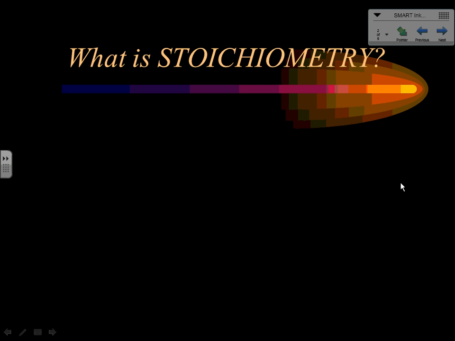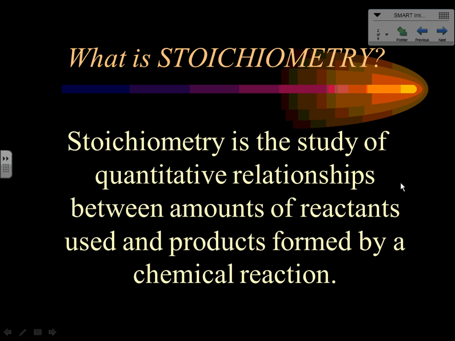So first, before we get into simple stoichiometry, what is this weird looking word, stoichiometry? Well, stoichiometry is the study of quantitative relationships between amounts of reactants used and products formed by a chemical reaction. A chemical reaction is like a recipe in that it shows the relationships between the different ingredients and your product. The difference is, in a recipe you can change the ratios and still maybe get it to work out properly. A balanced equation is etched in stone.